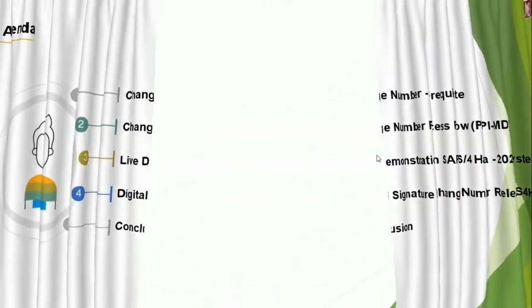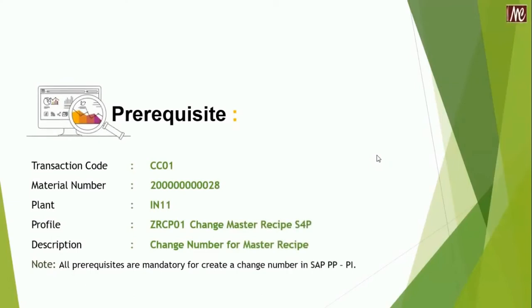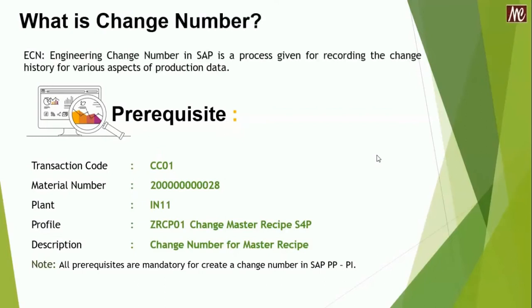Going ahead, first of all, we have to cross-check the prerequisites of the change number. These are the activities we have to carry out primarily to reach the change number processes. Before going through the prerequisites line by line, let's first understand what a change number is and where it is applied. Change number, commonly known as ECN, Engineering Change Number, is a process in SAP for recording the change history for various aspects of production data or process records.